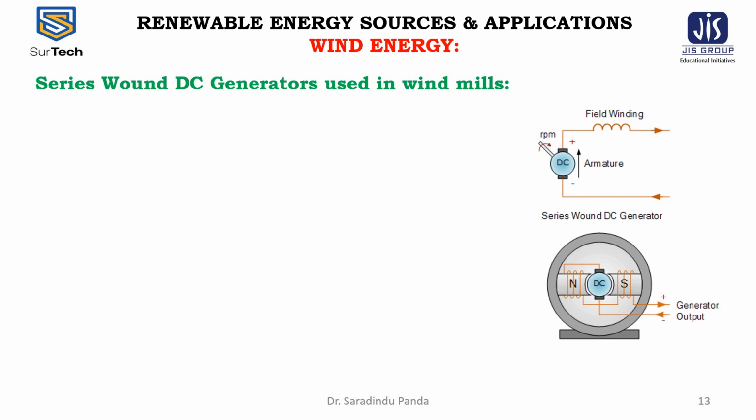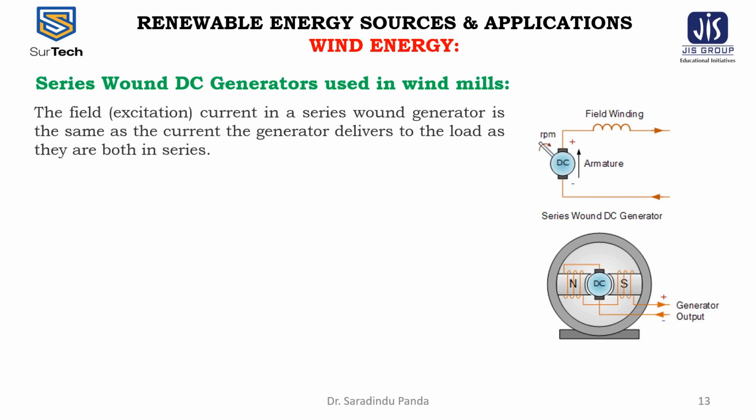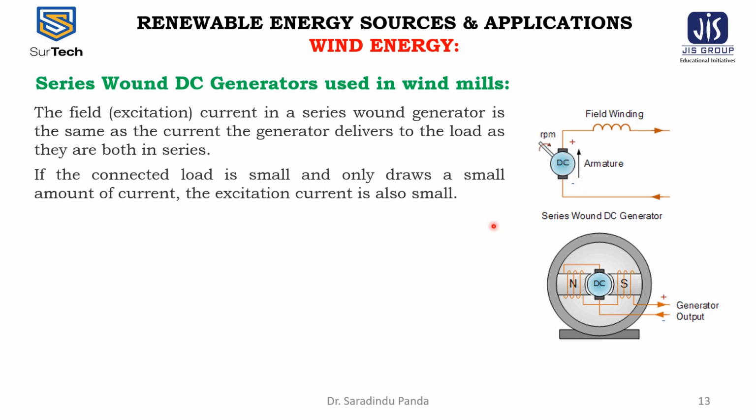Now the series wound DC generator used in windmills. The field current in a series wound generator is the same as the current the generator delivers to the load, as they are both in series. This is the series winding. The coil is connected in series to the DC motor.